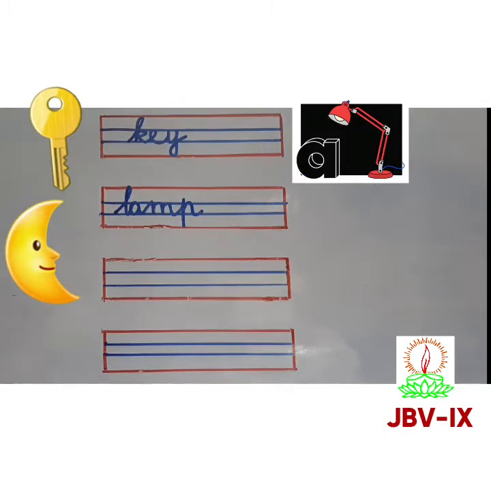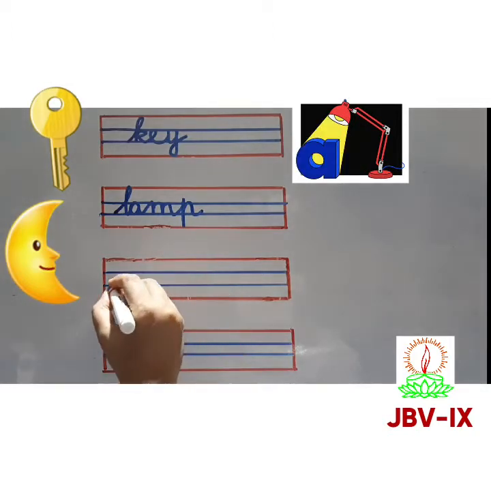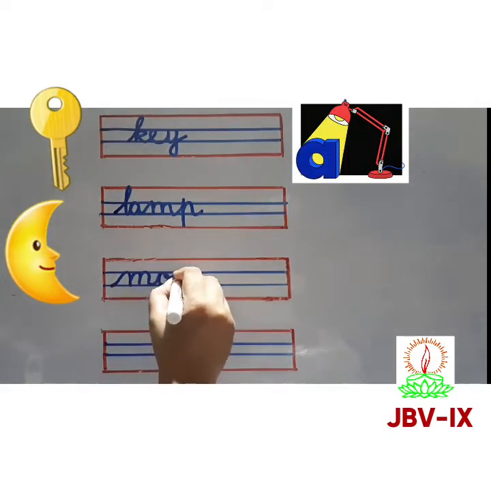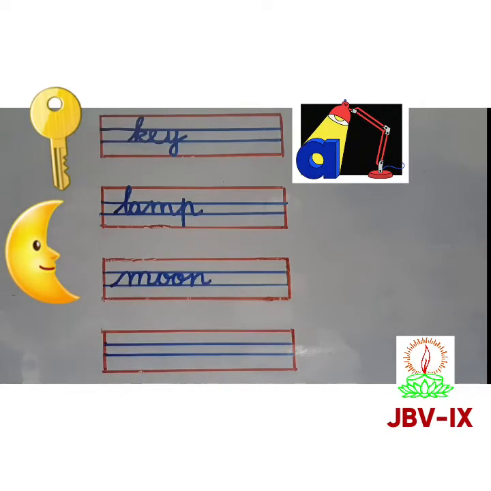Next comes M for moon. Children, where do we see the moon? We see the moon in the sky during the night time. Now what is the spelling of moon? Spelling of moon is M-O-O-N. Moon.